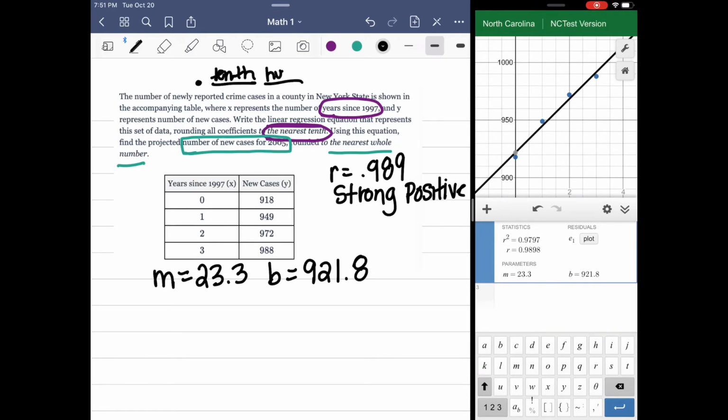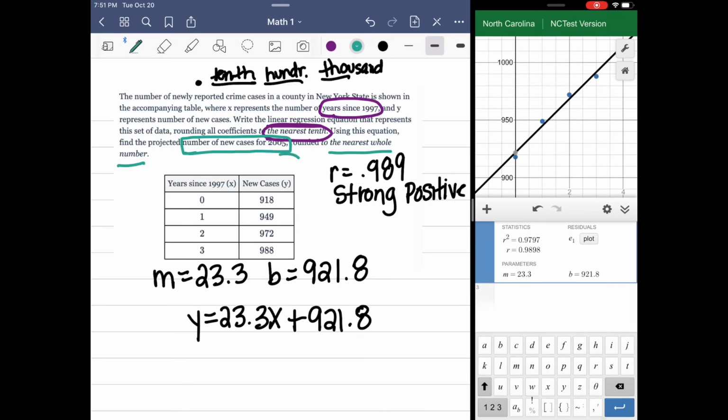Now, it says round to the nearest tenth. So when we talk about tenths, this is the tenth, this is the hundredth, and this is the thousandth. When we talk about decimal places, tenth is the first place. So you really don't have to worry about rounding because it's already on the tenth decimal place. So we have y equals 23.3x plus 921.8. So we have our equation.